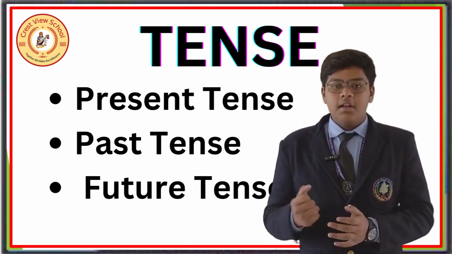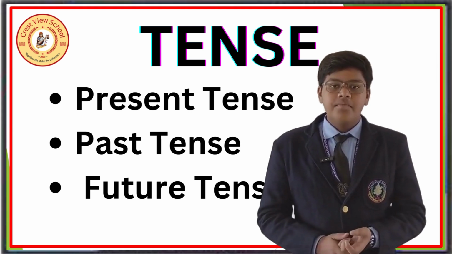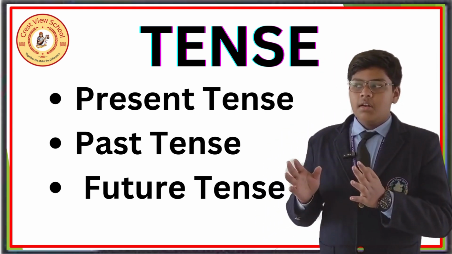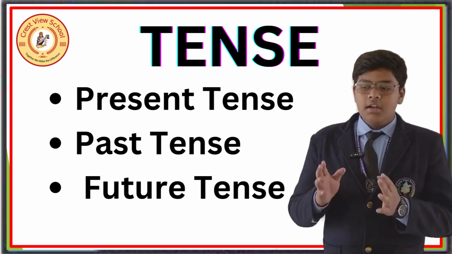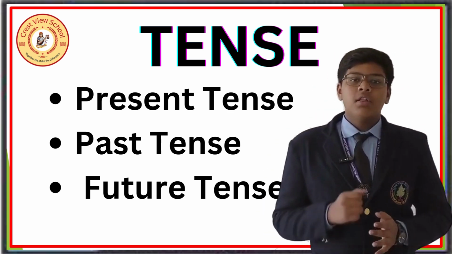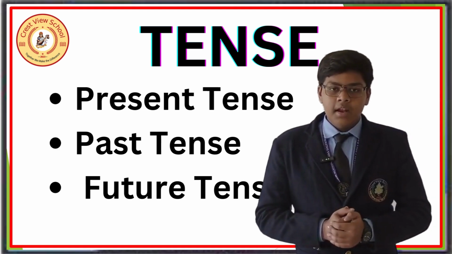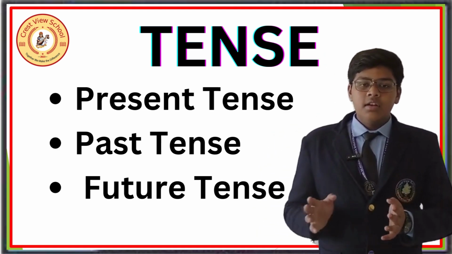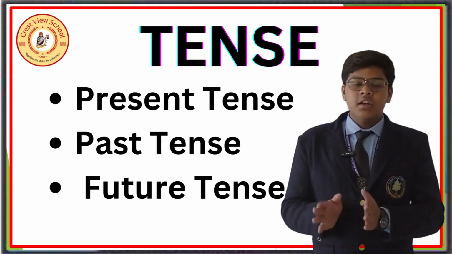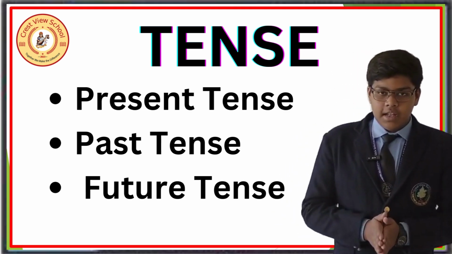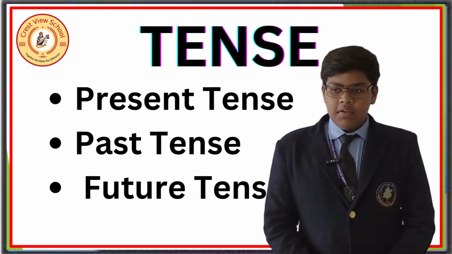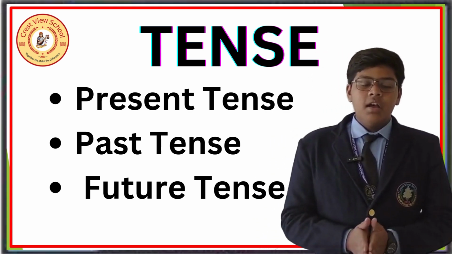And our next example is: they have done their work. We have used have with they because they are plural subject, and done is the verb's third form in the sentence. And we have discussed three types of the present tense.